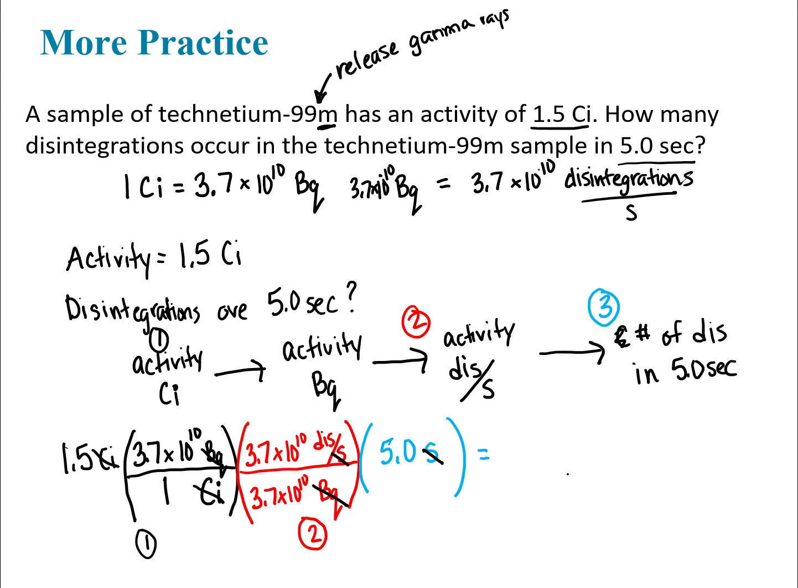When you work out the math, that's what your calculator is going to tell you. But we can't have that many significant figures. We can only really have 2, because we've got 2 in our activity, and we've got 2 significant figures in our time of 5 seconds.